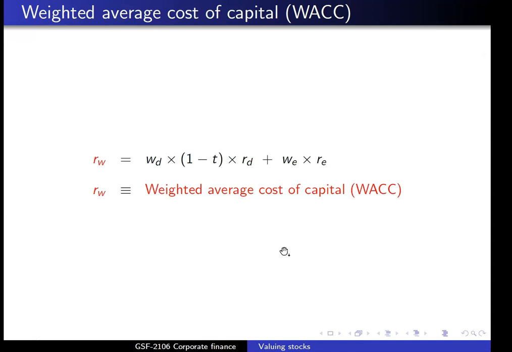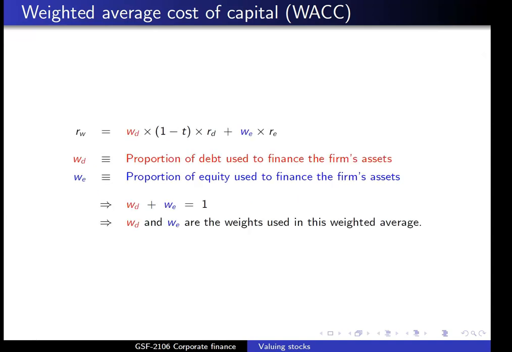So RW is the weighted average cost of capital. Okay, so we have the proportion of debt used to finance the firm's assets and the proportion of equity used to finance the firm's assets. So we find these proportions. This would be explained in more detail in a more advanced course.